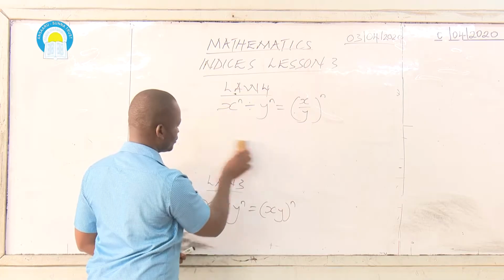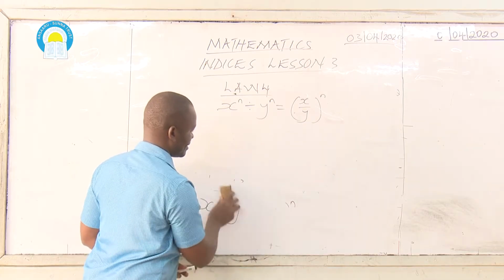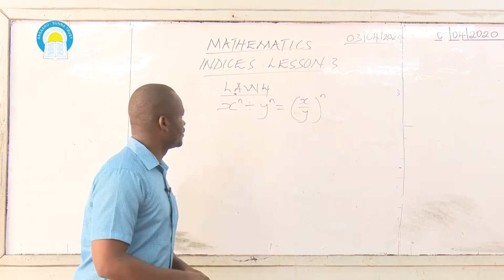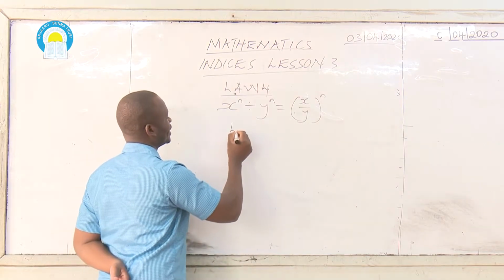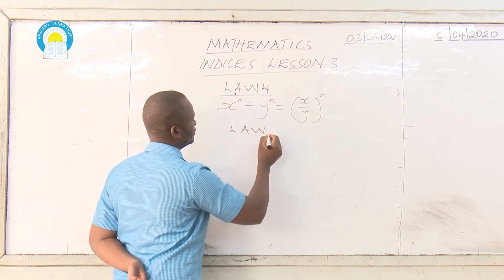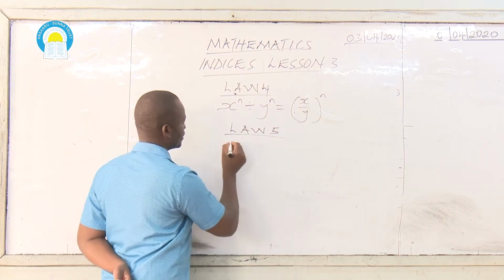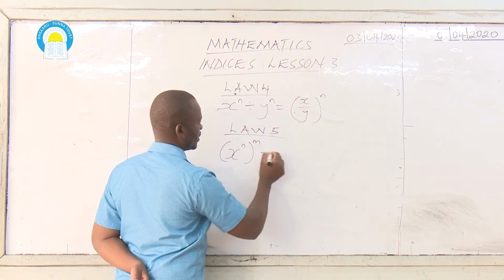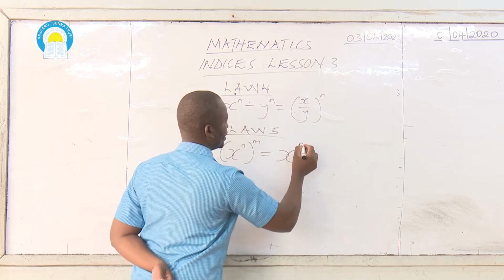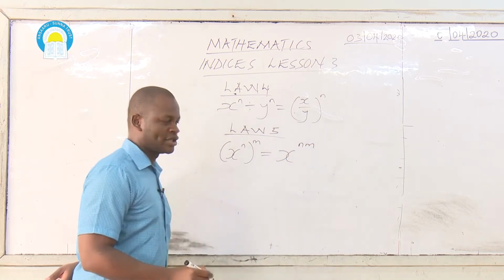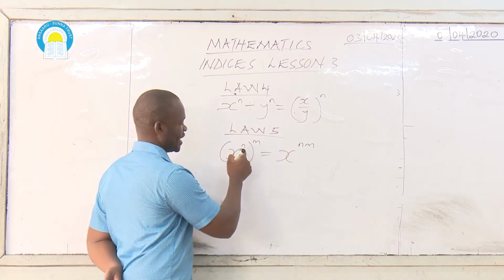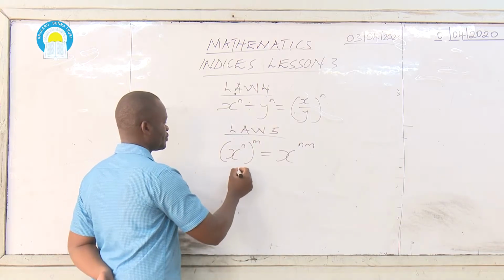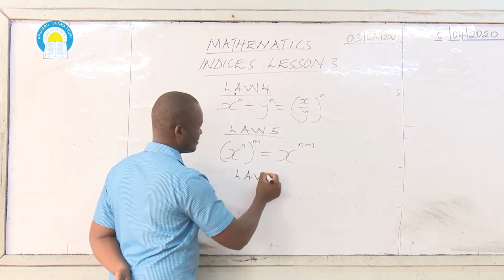Then we went to law number 5. Law number 5 was the law in regard to raising an index to another power. That was x power n raised to power m. The outcome was you get x raised to the power of the product of n and m, that is nm. Then we went to law number 6.